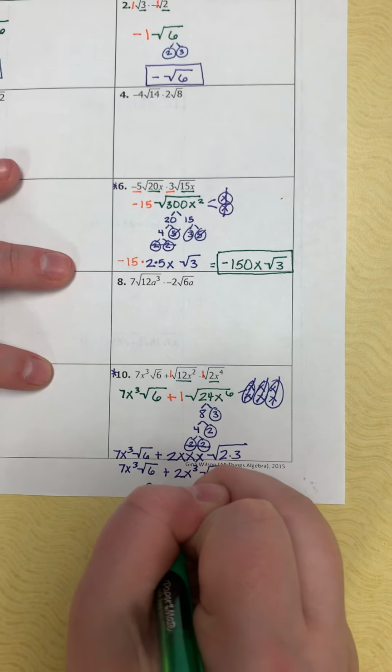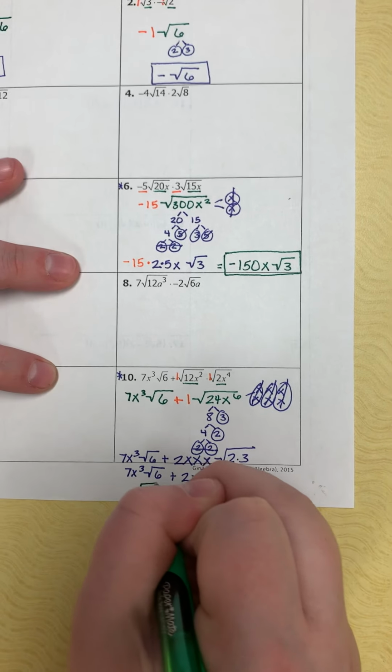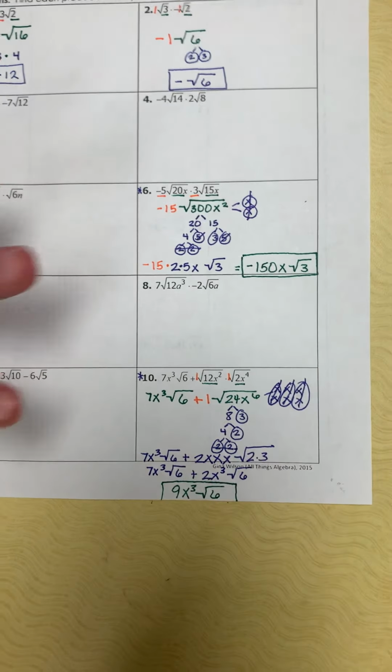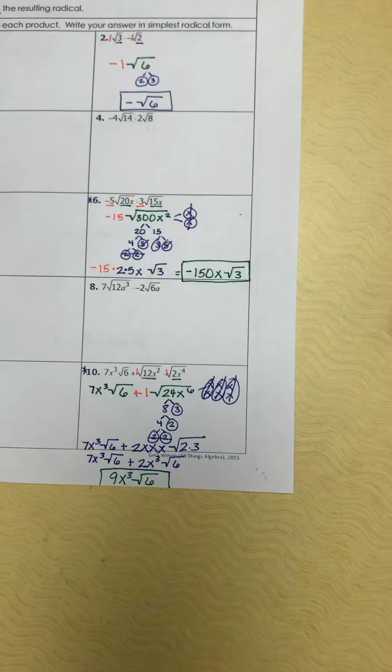So that would be radical 6, radical 6. They look alike, so we can add the terms. So look at that answer. It'd be 9x cubed square root of 6. Okay, not too bad. Just a little bit of work to get there.